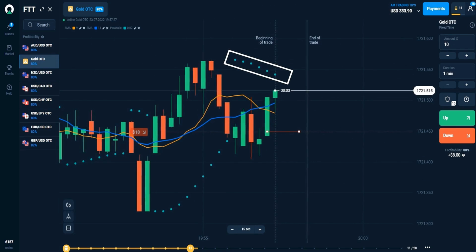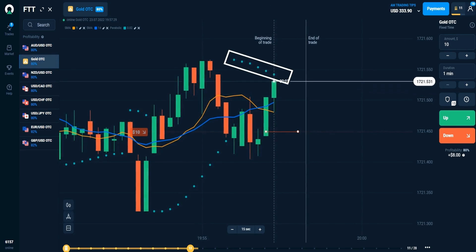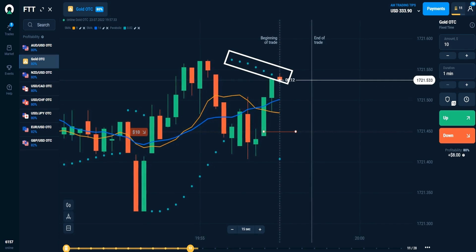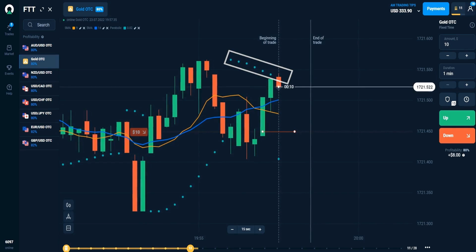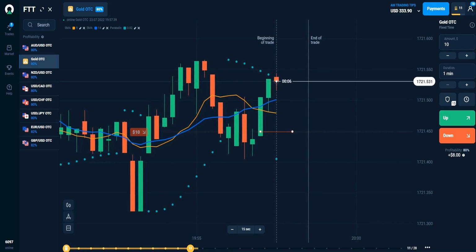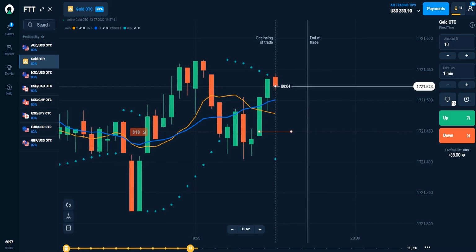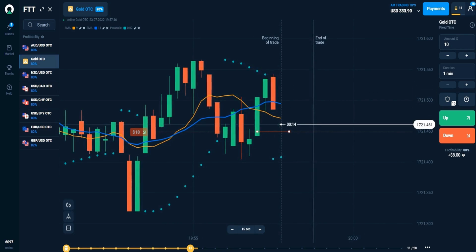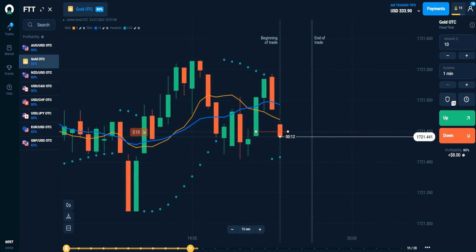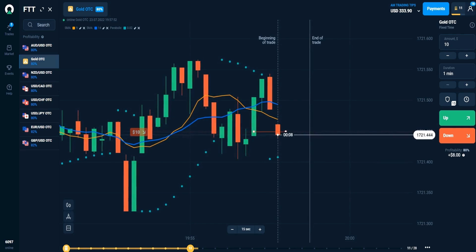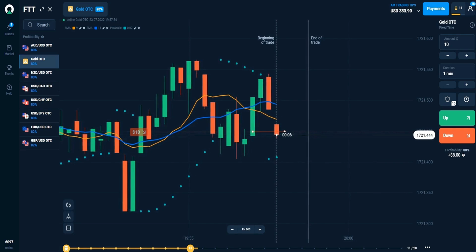Next, notice that the parabolic SAR dots are clearly appearing above the candles. This gives us our second confirmation, a strong signal to take a sell trade. Reminder: it doesn't matter which moving average is on top, we're only looking for the cross, followed by parabolic SAR confirming the direction. So right after spotting both confirmations, I entered a sell trade with 1 minute expiry while using the 15-second candle time frame.